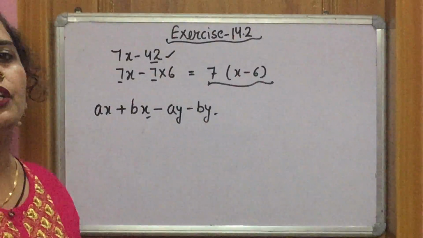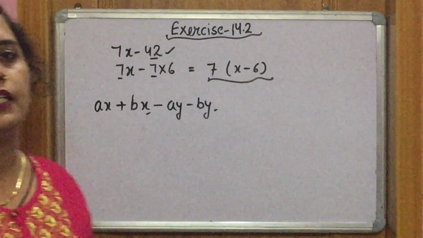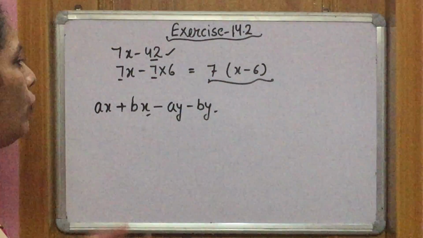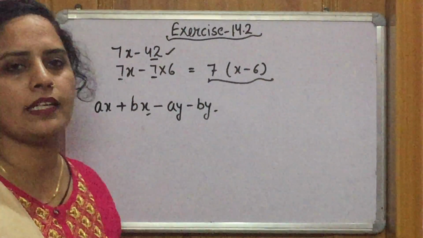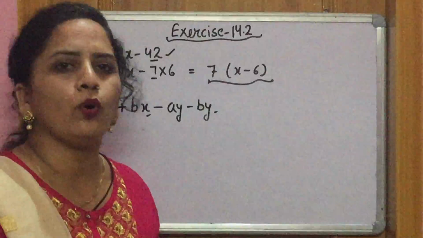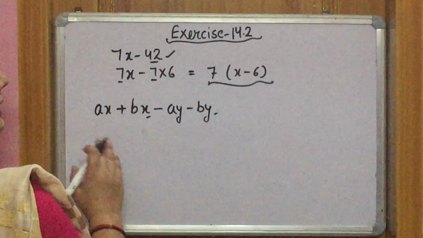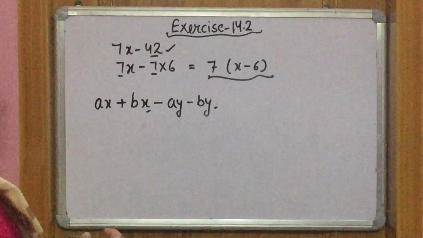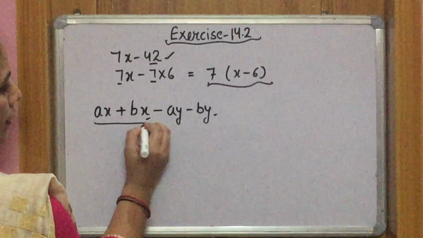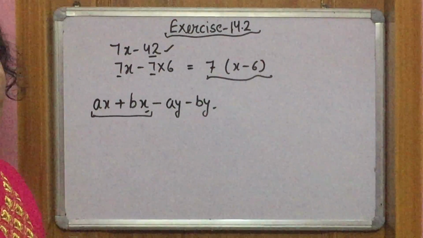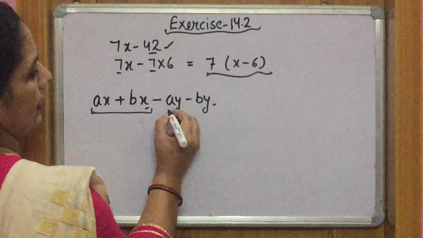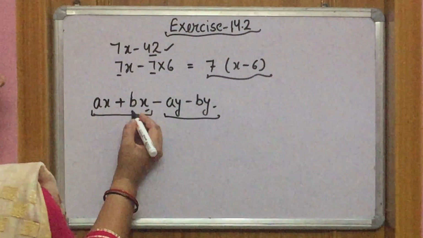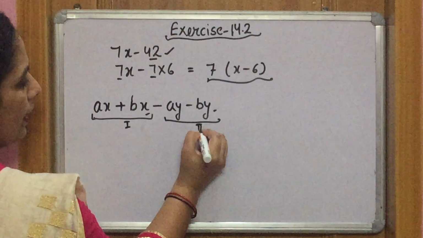In this condition, we will use a new method. The name of the method is grouping the terms. That means first of all we have to make groups of the terms which are similar. After that we will change this algebraic expression into its factor form. So let's start to make the groups. In these two terms we can take x as common, and in these two terms y can be taken as common. So this will be our first group and this will be our second group.